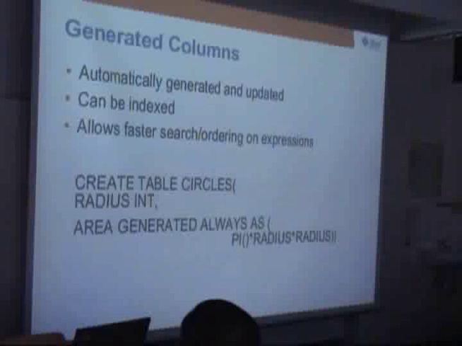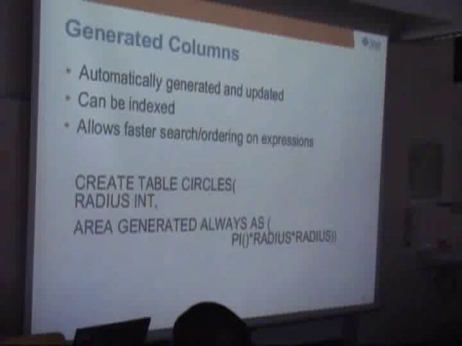We added generated columns. These are columns automatically generated and updated based on the content of other columns in your table. Of course, you could already do this with SQL expressions or even calculating the values in the Java application, but the generated columns can be indexed, which again allows for faster searching and ordering on expressions. The downside being that you need some more space.